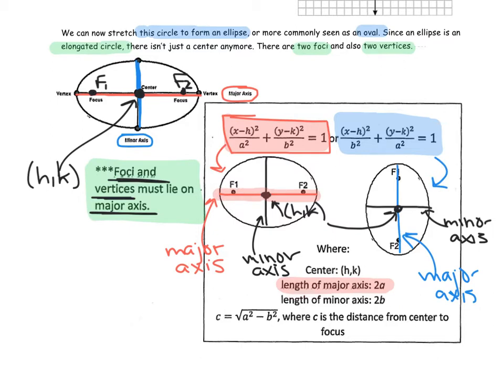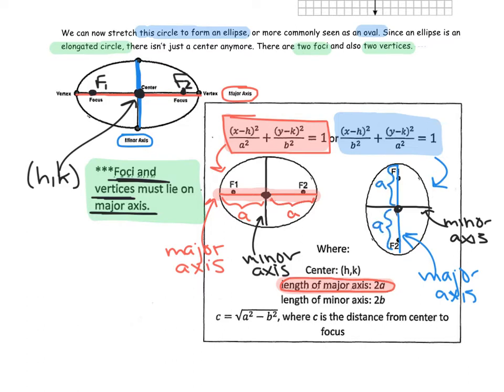So let's write that down. From here to here is a length of A, and also here to here is a length of A. I'm going to get rid of this HK just so there's not too much writing, because hopefully you guys know already that that's your center. All right, so this is also A. So the major axis is then 2A. And we're going to label on here as well. This is A, and this is A.